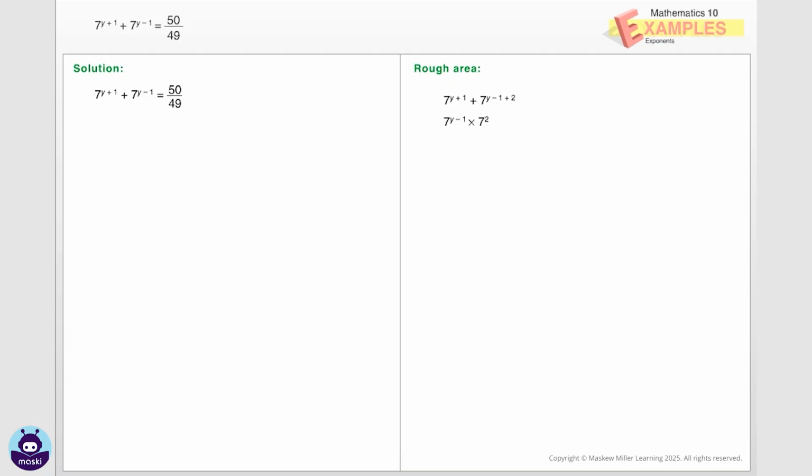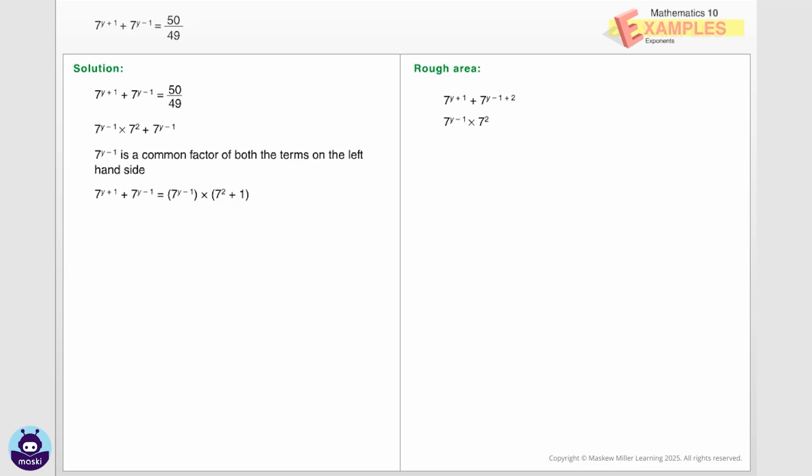The left-hand side of the equation becomes... Observe that 7 to the power y minus 1 is a common factor of both the terms on the left-hand side. Taking out the common factor from the terms, we get 7 to the power y minus 1 times 7 to the power 2 plus 1.